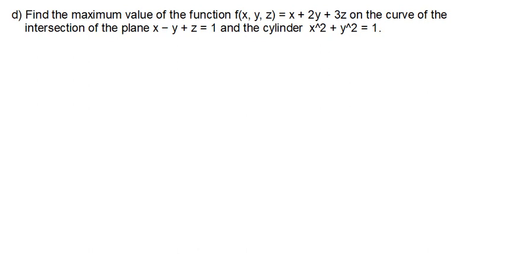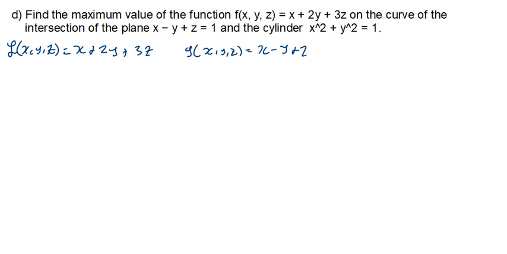So now what I know is that my function f of x, y, z is equals to what? My x plus 2y plus 3z. Then my constraint g of x, y, z will be equals to x minus y plus z, like that. I'll leave out the 1, I don't need to use it. My h of x, y, z will be equals to your x squared plus your y squared, like that.